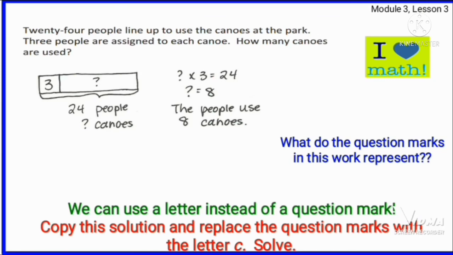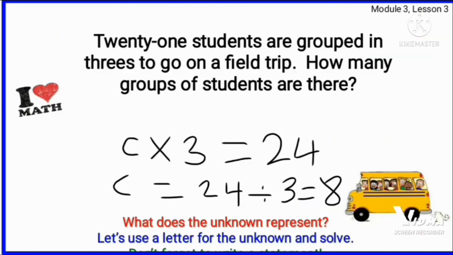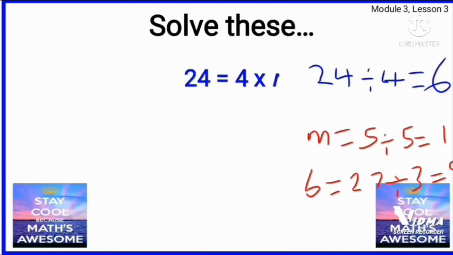The question mark in this solution tells us the unknown. Instead of using question mark, we can use a letter to represent the part we don't know. Okay, so let us solve this question again using a letter. I use letter C. You see, it becomes C times 3 equals 24. C equals 24 divided by 3. C equals 8. So here, C, the unknown, is 8.